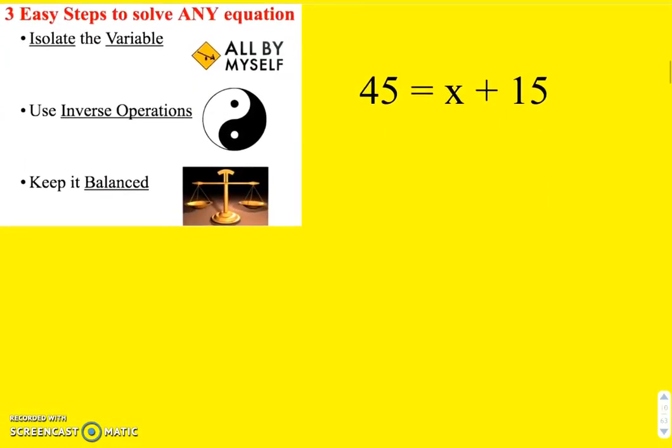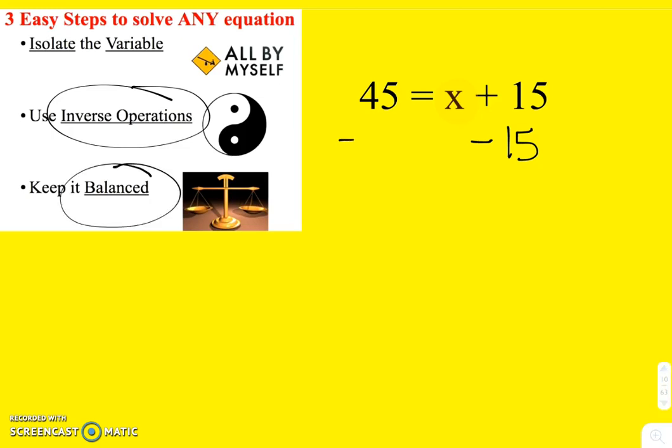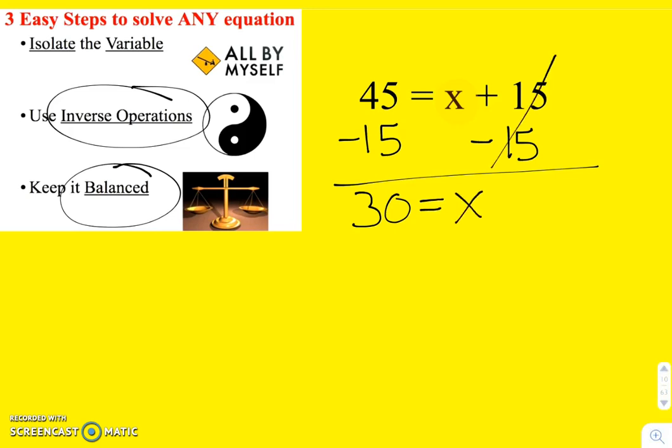All right, let's do one more example and then it's your turn to try some. I have 45 equals x plus 15. I need to isolate the variable of x. In order to do that, I need to use inverse operations. The inverse of adding 15 would be subtracting 15. Right underneath, I'm going to put subtract 15. I need to keep it balanced, so on the other side, subtract 15, put my equal sign. 45 minus 15 gives me 30. That's equal to x because these 15s canceled out.